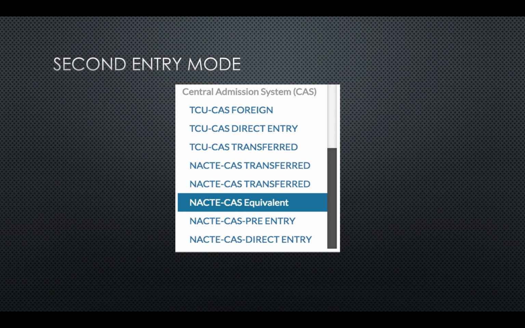For those who attended the pre-entry course or the pre-university course, but their names were taken to the NACTE Central Admission System, they should choose the NACTE CAS pre-entry. And for those who were admitted directly by NACTE into an institution, they should choose NACTE CAS Central Admission System direct entry. These are very few cases.